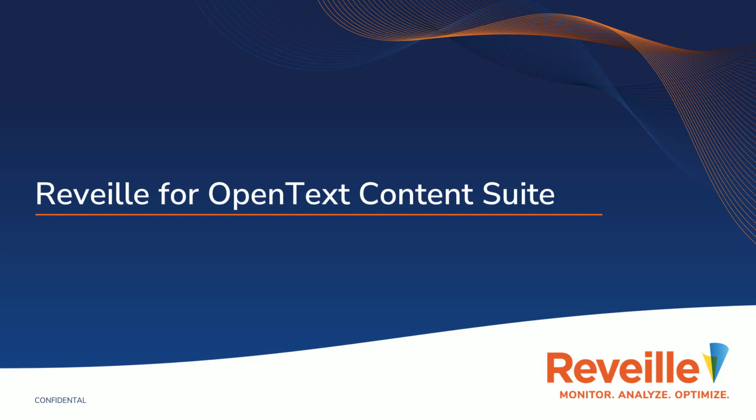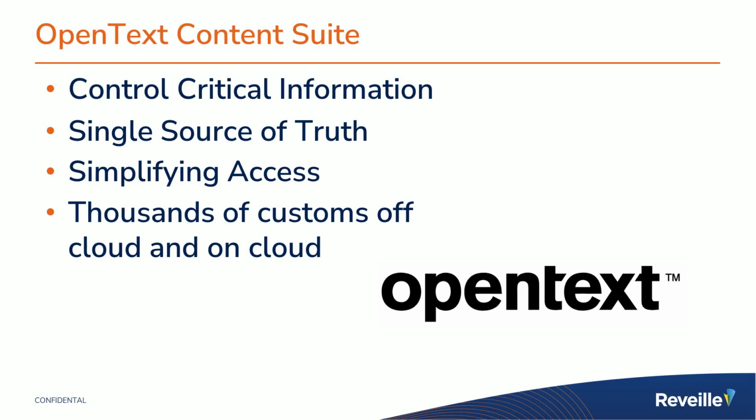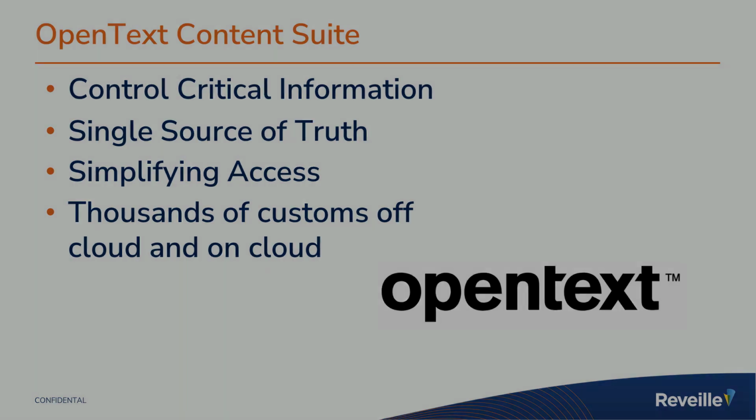OpenText Content Suite offers a broad set of capabilities to manage and extract value from content of all kinds across the enterprise. Its industry-leading enterprise content services platform allows organizations to establish control of their critical information with a sole source of the truth, simplifying access to the most recent approved business content supporting business-critical applications.